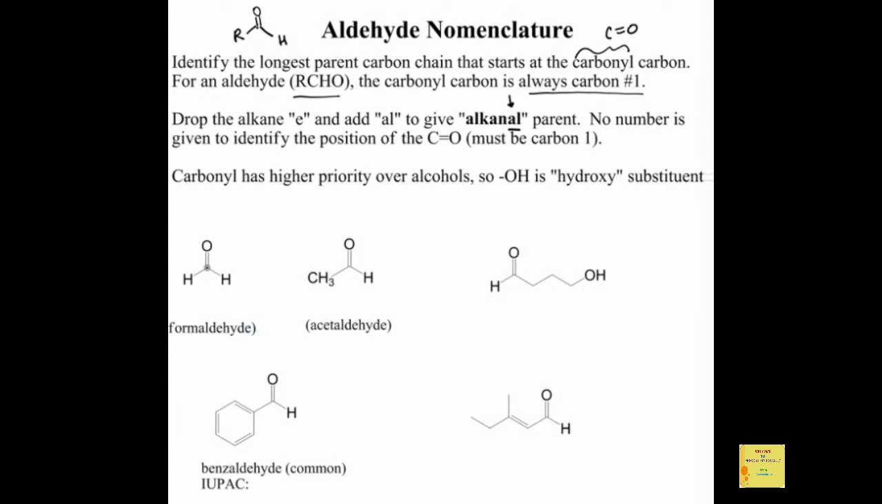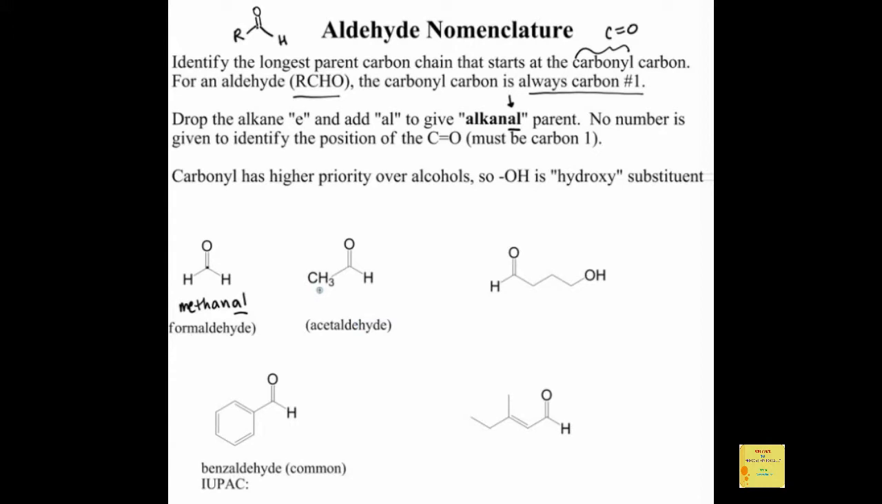So this is the simplest case, just a single carbon. That means it's a methane derivative, right? And what do we call this? We drop the E from methane and we add the letters Al. This is called methanal. Methanal means I have an aldehyde, but almost always this is called formaldehyde instead. It's such a common name.